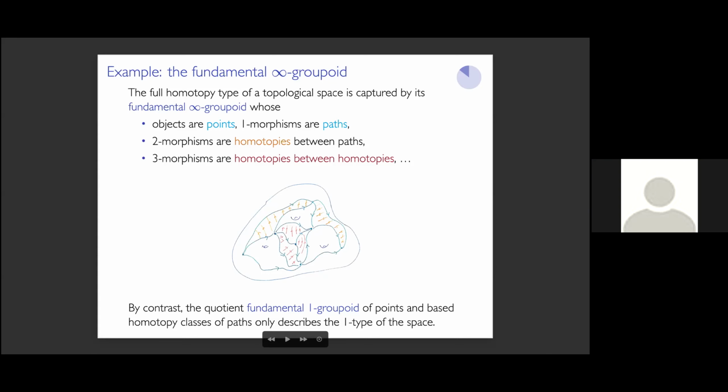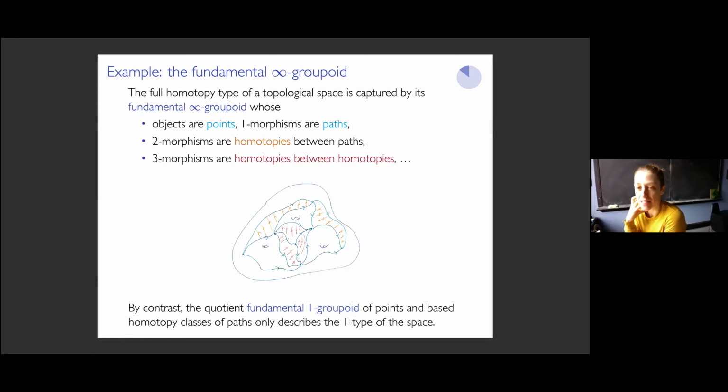So, yes, I'd like to ask a question. This is a very good example. But in this example, does this infinity groupoid capture the homotopy class of this topological space? I mean, different homotopy classes would have different infinity groupoids, and the same homotopy class would have the same groupoid. Is that the case? Yes, absolutely.